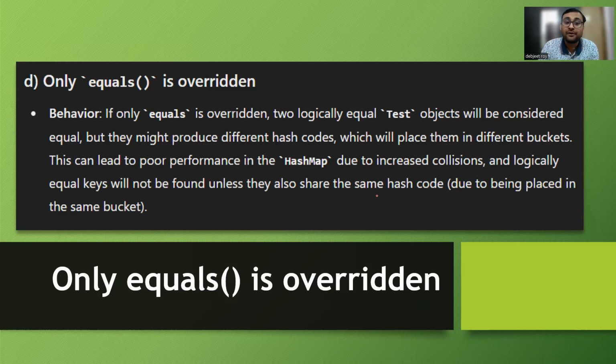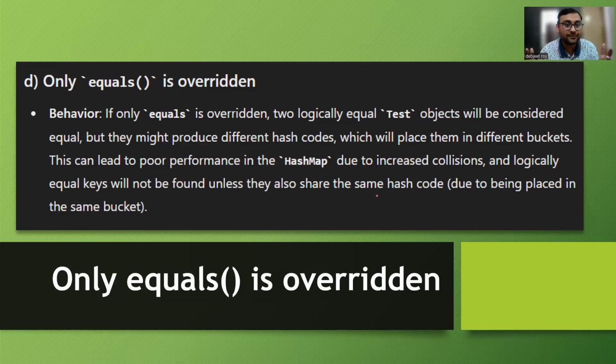But you have overridden the equals method. Then what will happen? There is no logical correctness. Everything got faded because the hash code is not overridden, so it will point to two different buckets, and the equals method is overridden. Then another node might be attached in the form of a linked list, but there will be data inconsistency. It may lead to an increased number of collisions, and logically equal keys will not be found because they are not sharing the same hash code.